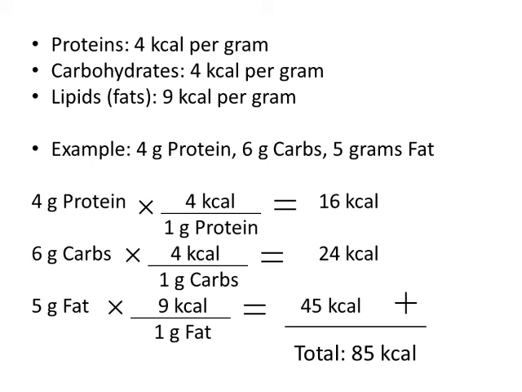In this case, we have 4 grams of protein, 6 grams of carbs, and 5 grams of fat. When converting this into kilocalories, you would multiply your 4 grams of protein by the 4 kilocalories per gram of protein, and that would equal 16 kilocalories total. Then for 6 grams of carbs, multiplied by the 4 kilocalories per gram of carbohydrates, you would get 24 kilocalories. For 5 grams of fat, you would multiply by 9 kilocalories per gram of fat, and you would have 45 kilocalories. If the question is asking for the total amount of kilocalories for these 3 substances together, you would add the 16, the 24, and the 45 kilocalories, and you would have 85 kilocalories.